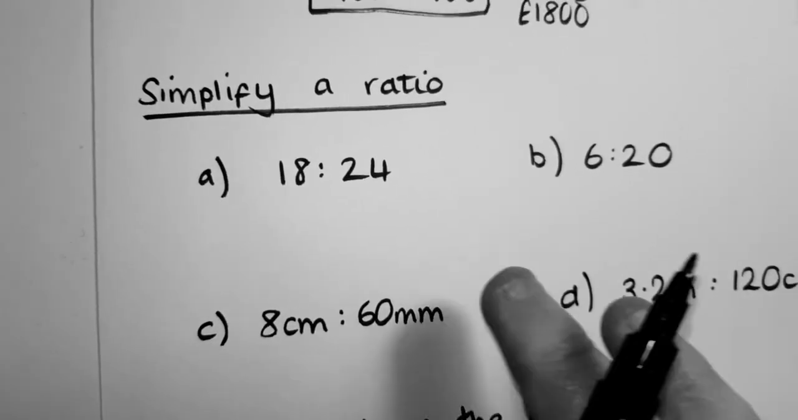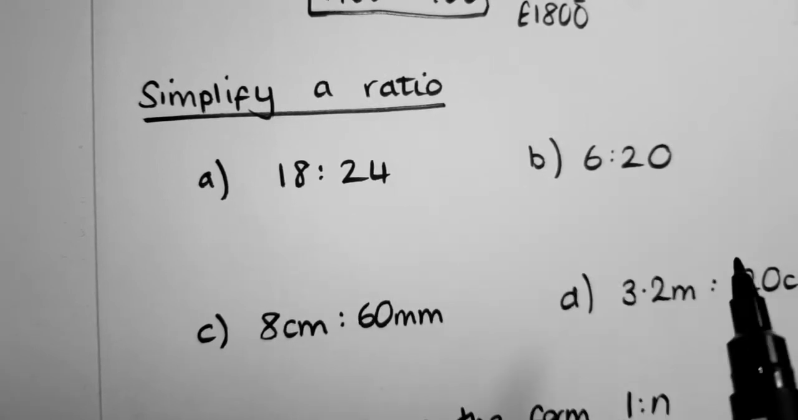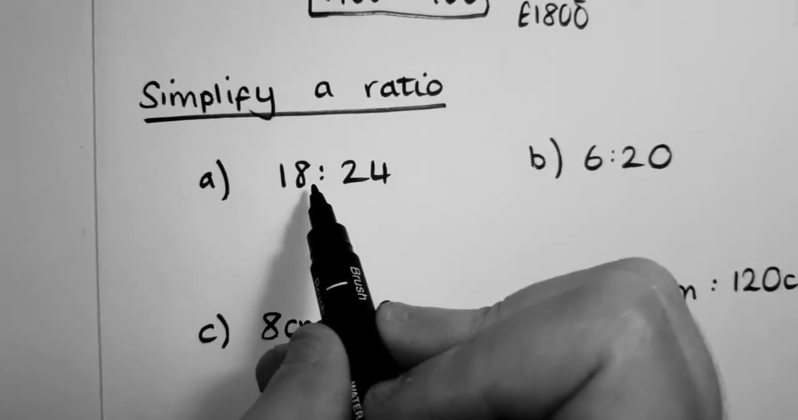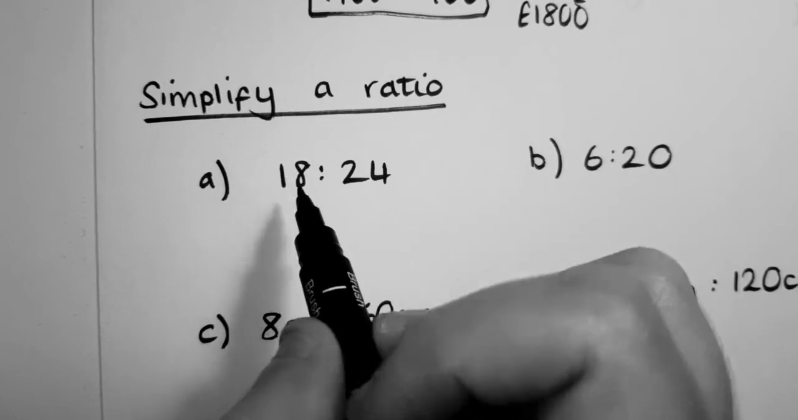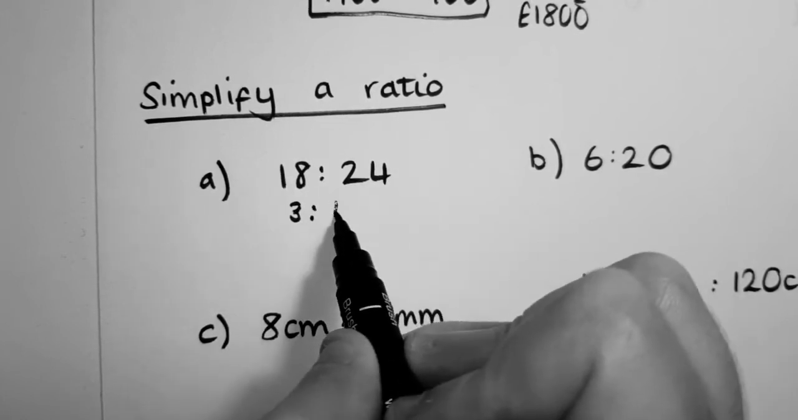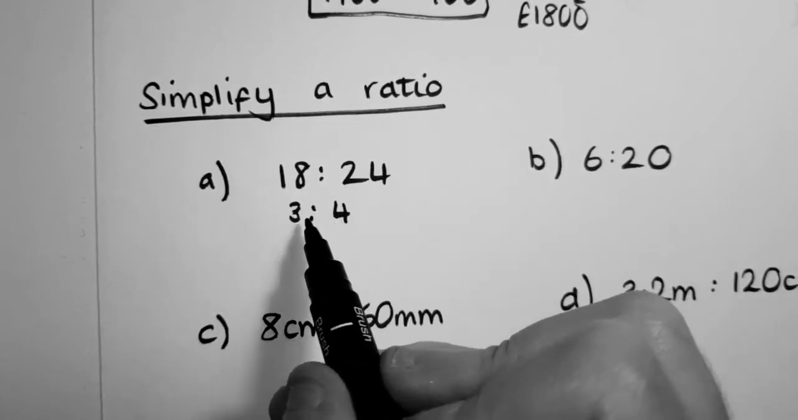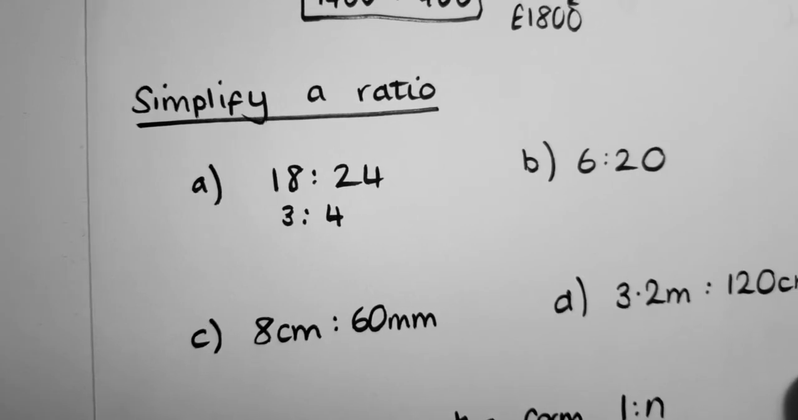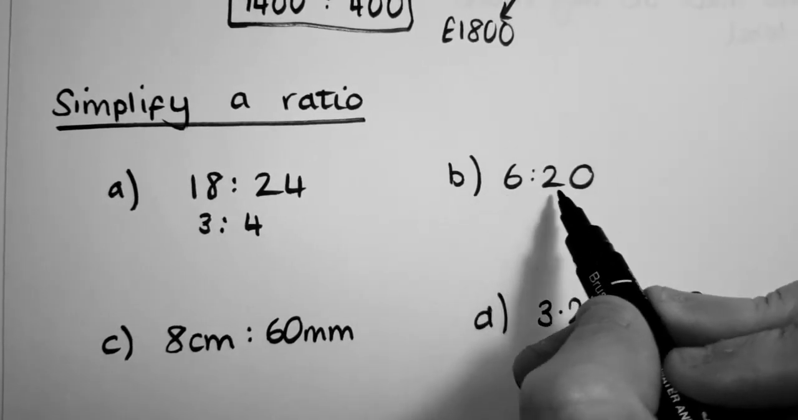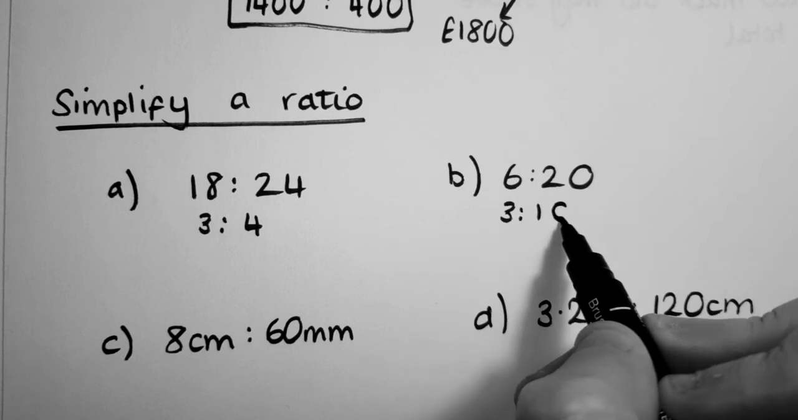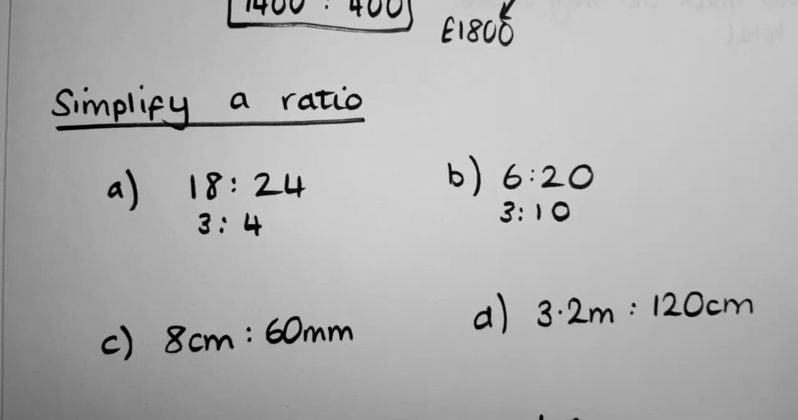Simplifying a ratio, as long as there are no units involved, you are just looking for numbers that they both divide by. So these are both in the 6 times table. There's 3 6s in 18, there's 4 6s in 24. There's nothing else that goes into 3 and 4, so I can leave that one as it is. For 6 and 20, they both divide by 2. I can make it 3 to 10. Again, nothing else that they divide by.